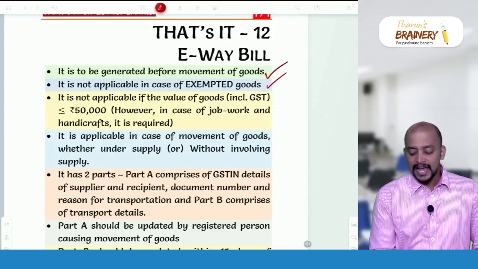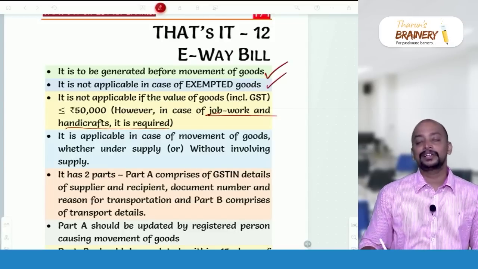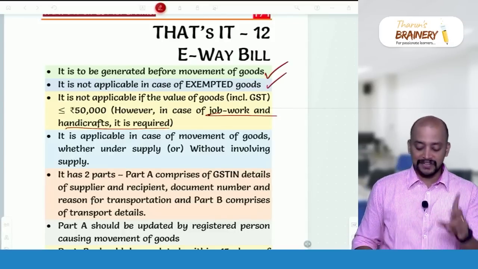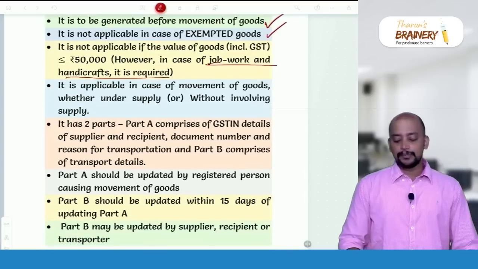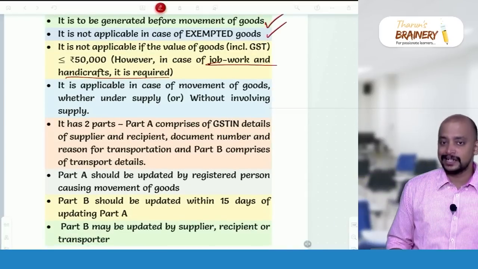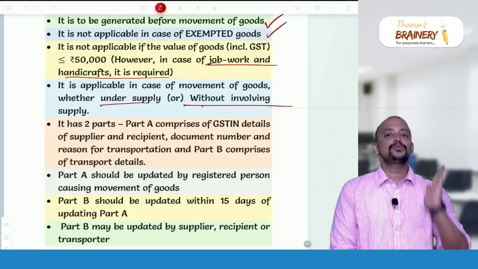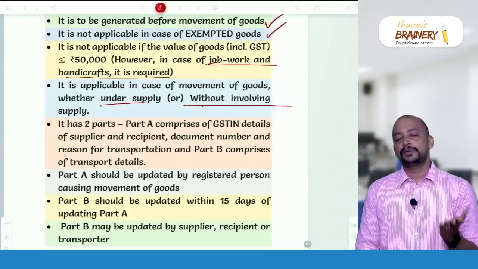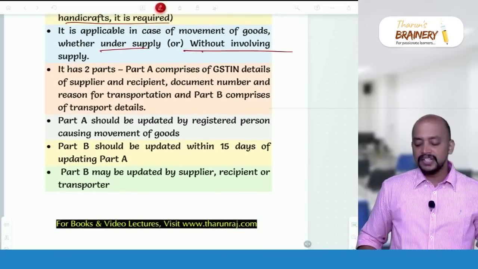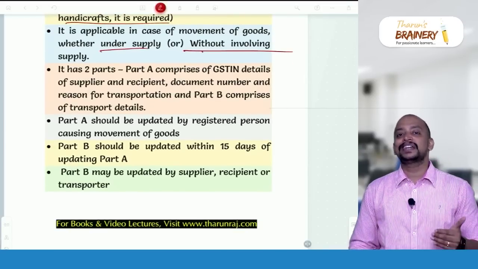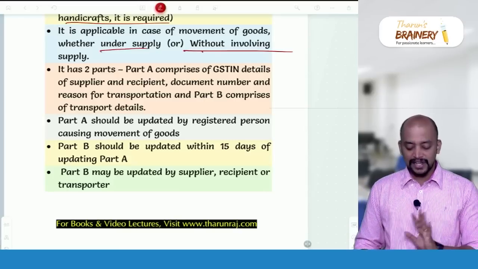However, in case of handicrafts and goods sent on job work, even if the value does not exceed 50,000, e-way bill is required. Then it is applicable in case of movement of goods, whether it is under supply or without involving any supply. If the taxable goods are moved from one place to another, whether under supply or without supply, e-way bill is required. And e-way bill will have two parts. Part A will contain the invoice details and part B will contain the vehicle details.